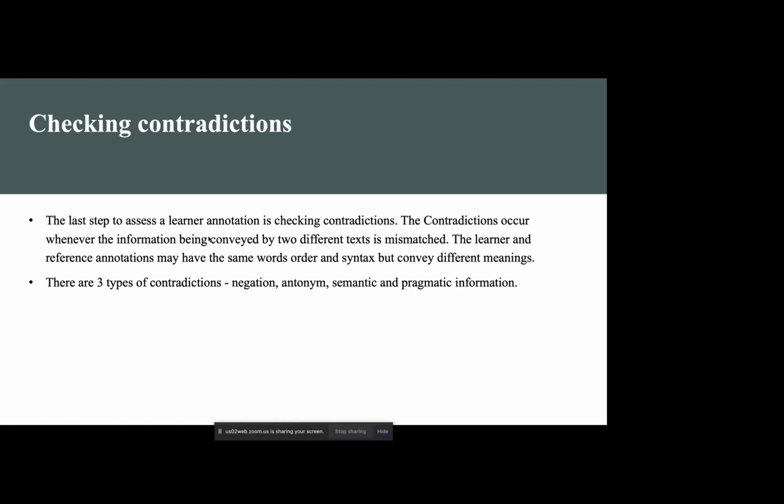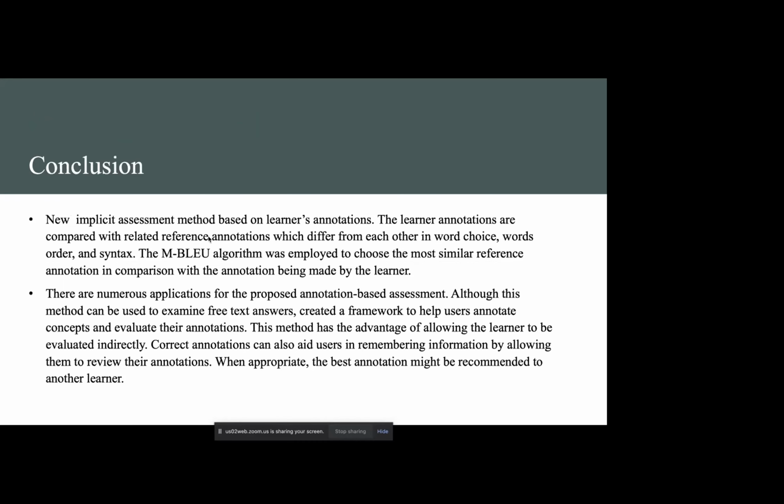Checking contradictions. This is the last step to assess the learner annotations. The contradictions occur when the information is being conveyed wrong or mismatched or something like that. The learner and reference annotations may have the same word order, but the syntax and the meaning are different. There are three types of contradictions: negation, antonymy, and semantic and pragmatic information.